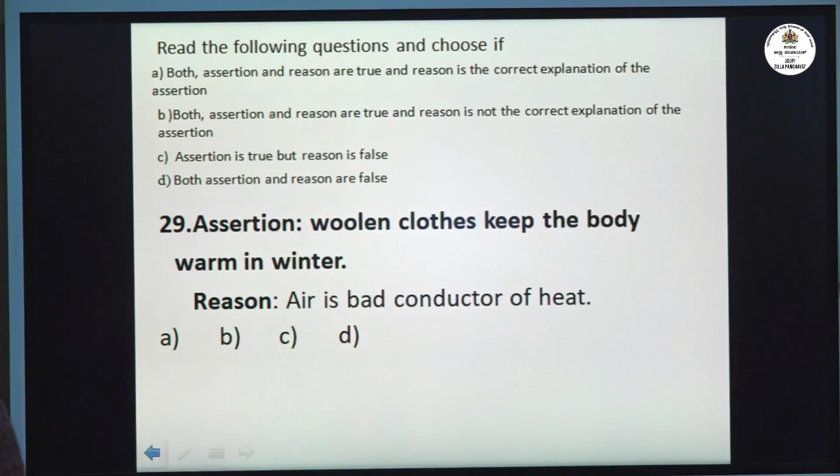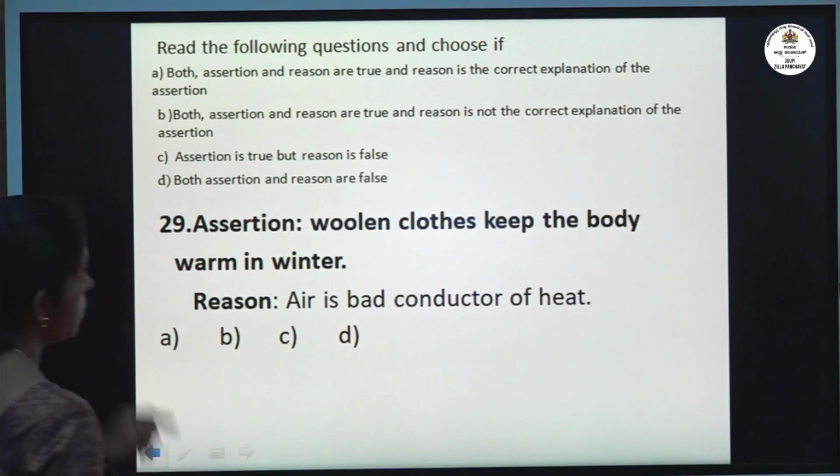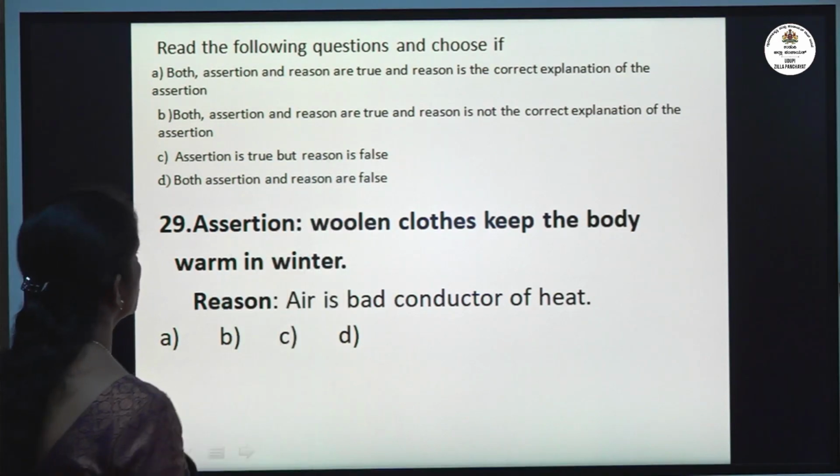The given assertion: woolen clothes keep the body warm in winter. The reason is air is bad conductor of heat. Assertion: woolen clothes keep the body warm in winter. Reason: air is bad conductor of heat. Both assertion and reason are true. Reason is the correct explanation of assertion.